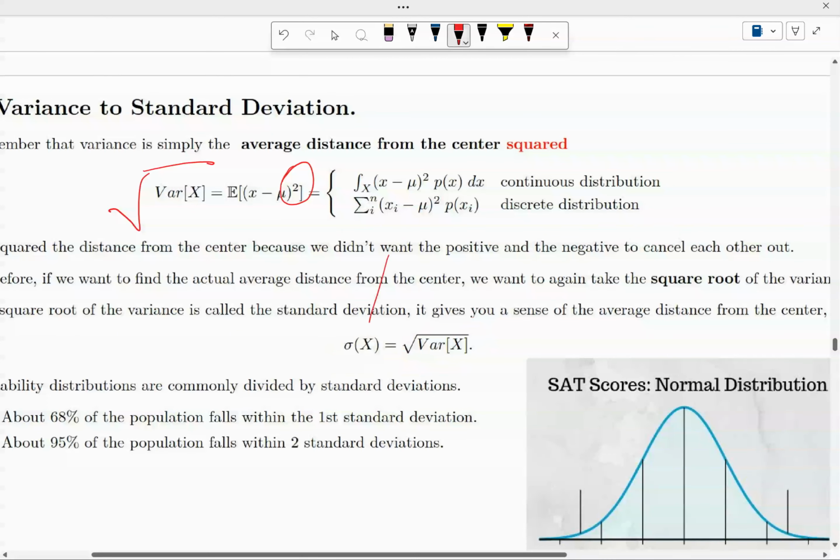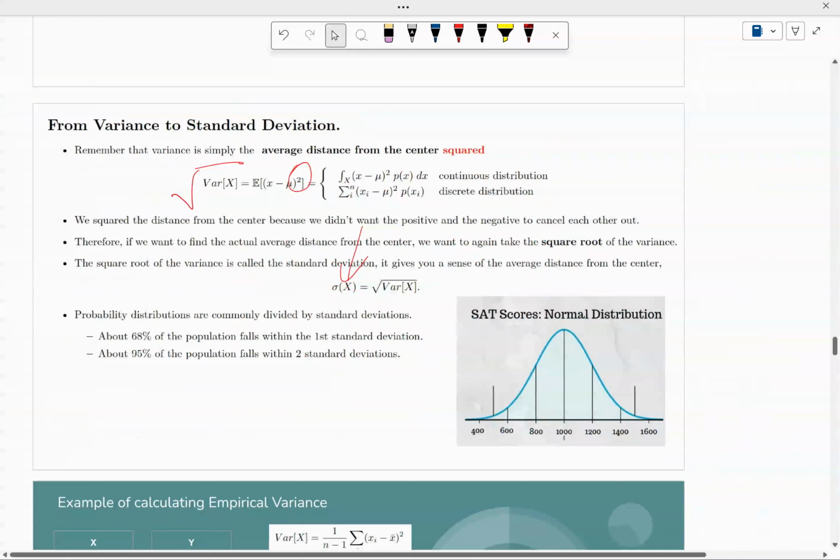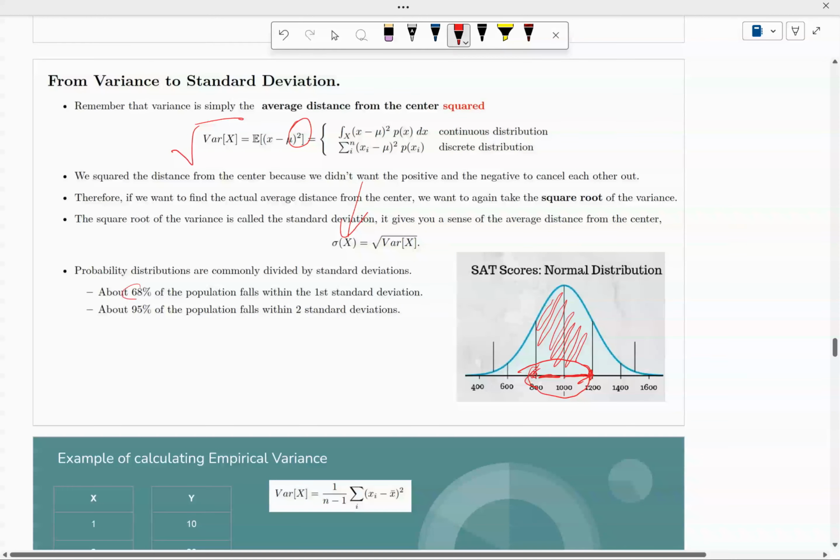So whenever we're talking about a standard deviation, what we're really saying is: what is the average distance from the center, right? So if after one standard deviation, it goes this way, plus or minus one standard deviation, that means on average roughly 68% of the population are within this distance. Okay? So 68% of the population falls within the first one, and 95% falls within the second.